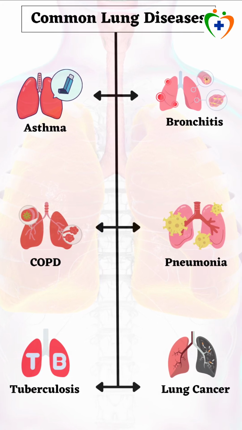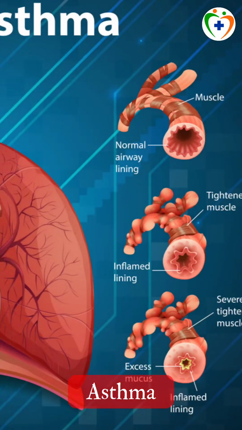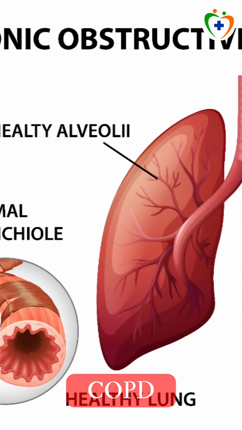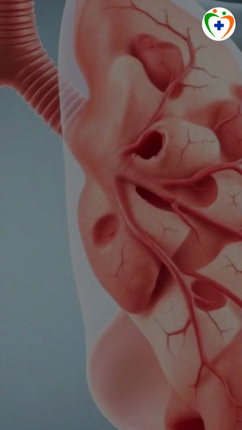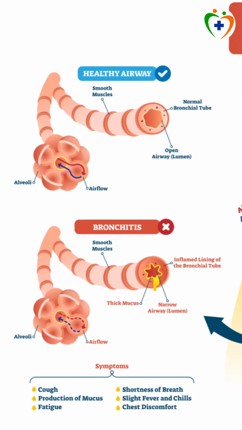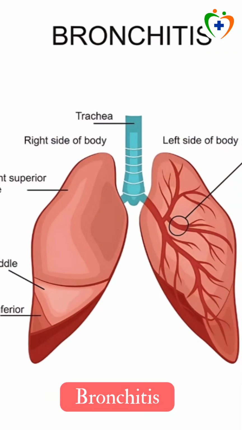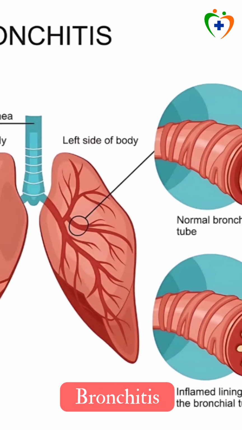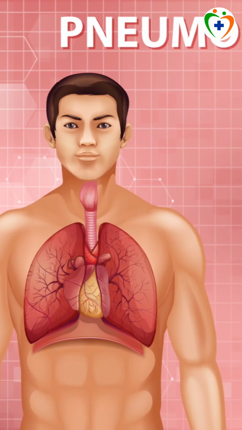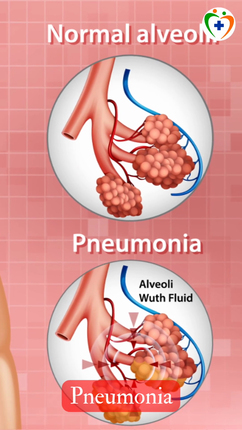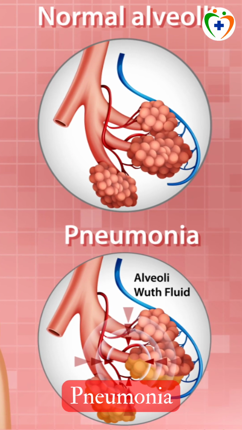Let's explore some of the most common lung diseases. Asthma, when the airways become inflamed, swollen, and narrow, making breathing hard. Chronic obstructive pulmonary disease, COPD, a group of lung conditions including emphysema and chronic bronchitis that cause airflow blockage and breathing-related problems. Bronchitis is an inflammation of the bronchial tubes, which can be acute or chronic. Pneumonia, an infection that inflames the air sacs in one or both lungs, which may fill with fluid or pus. It is commonly bacterial.